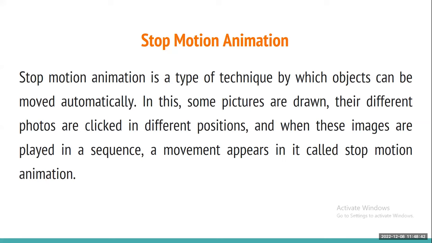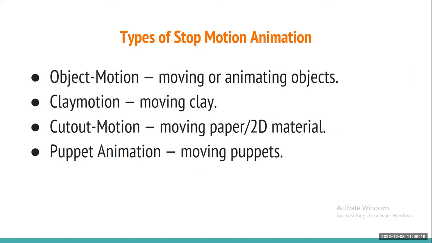When we click some photographs, place all the photographs in a sequence and play them, we can see a movement, which creates an illusion of movement. Actually, this is not a real movement in that scenario. It is only an illusion of motion. That's why we think that the images are moving and it creates a motion. And this motion is called a stop motion animation.